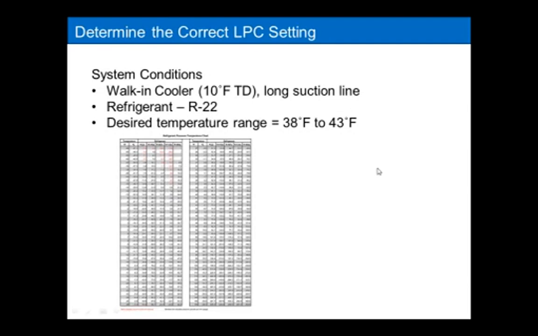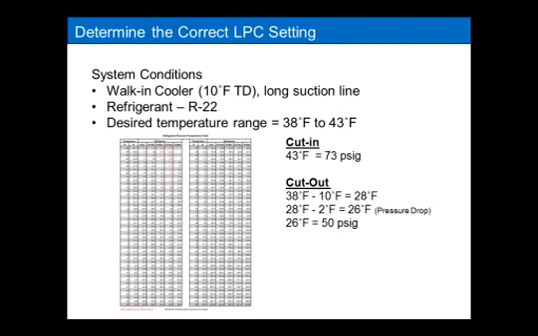And this time I'm going to change the case temperature range. I'm going to say 43 max, 38 min. That's going to be my range. So the cut-in is easy to calculate. Since 43 is my magic cut-in temperature, I go to the PT card and figure out that it's 73 pounds. 73 is going to be my cut-in value. No problem there. Now, let's look at cutout.